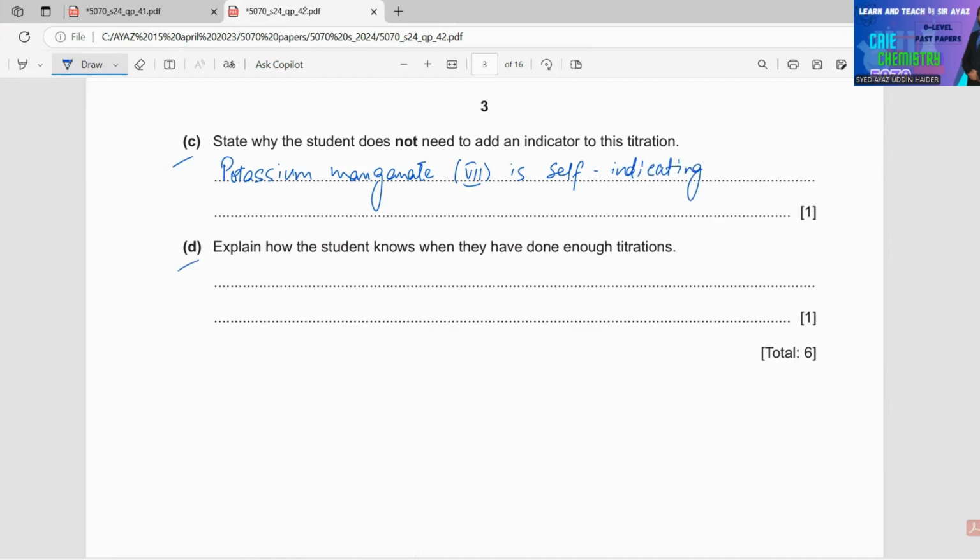D. Explain how the student knows when they have done enough titrations. You can have two results, should be within 0.2 cm³ of difference with each other. So you write two results are within 0.2 cm³ of each other. The difference must not be more than this.